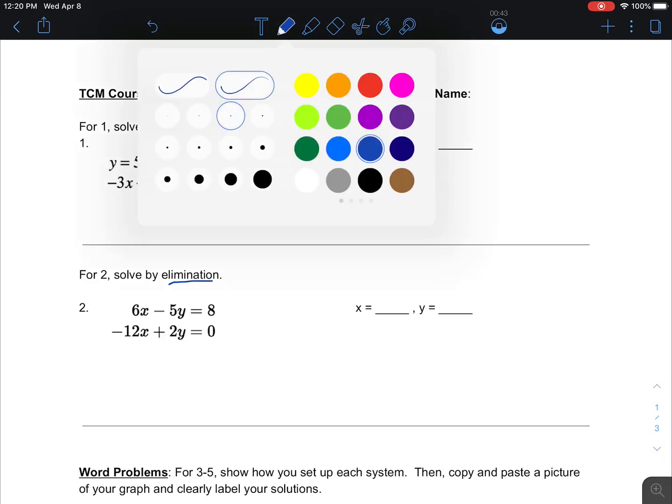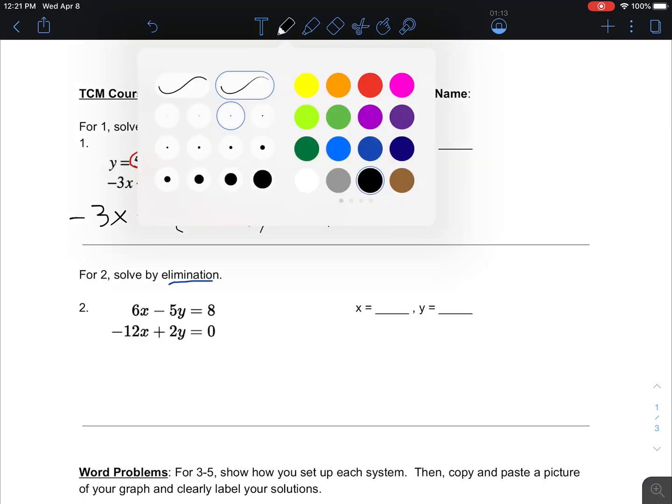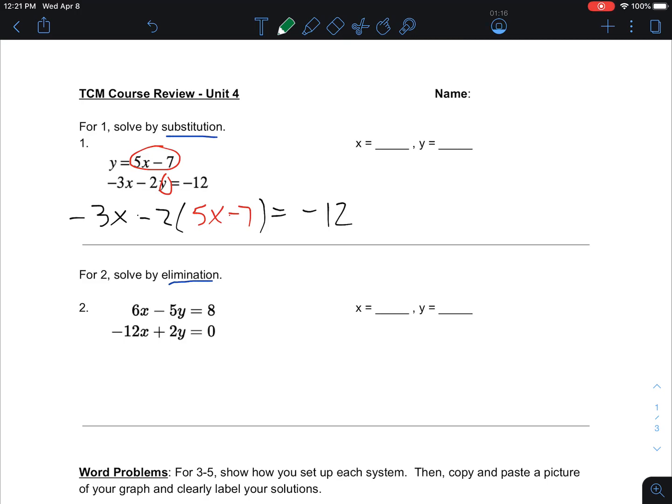Substitution, you'll usually see one case where you have a single variable like y. And what you're going to do is take what y is equal to and substitute it where you see y in your other equation. So what this would look like would be negative 3x minus 2, but instead of writing y, we would substitute in 5x minus 7, and then that would be equal to negative 12. So now we're only dealing with the variable x, there's no more y involved, and to finish this up, we'd have to distribute, combine like terms, and solve for x.